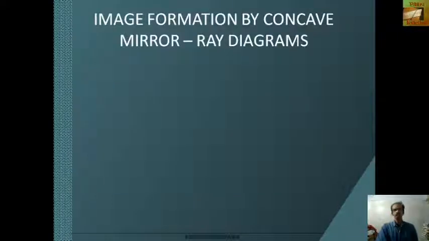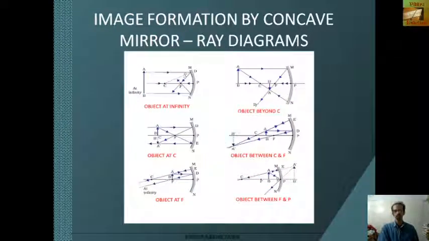Now we can see the image formation by concave mirror ray diagrams. First one is the case when the light is coming from an object at infinity. In this case, the incident rays are parallel to the principal axis, and after reflection from the mirror, an image is formed at the focus. Now, second case is the object beyond C, that is object beyond the center of curvature. That is, the object is located between infinity and center of curvature.